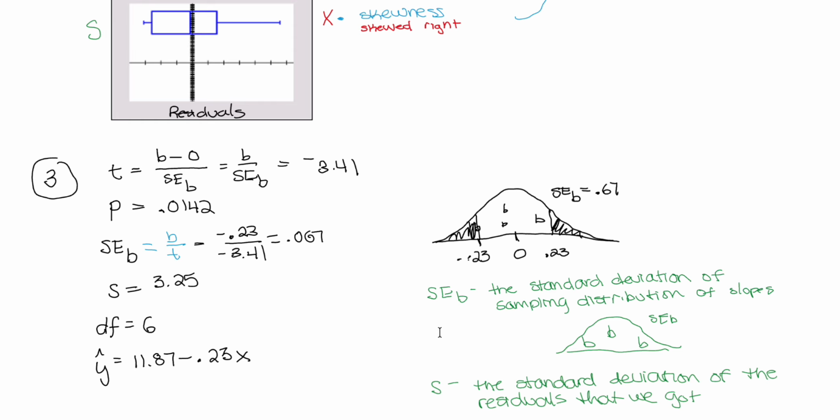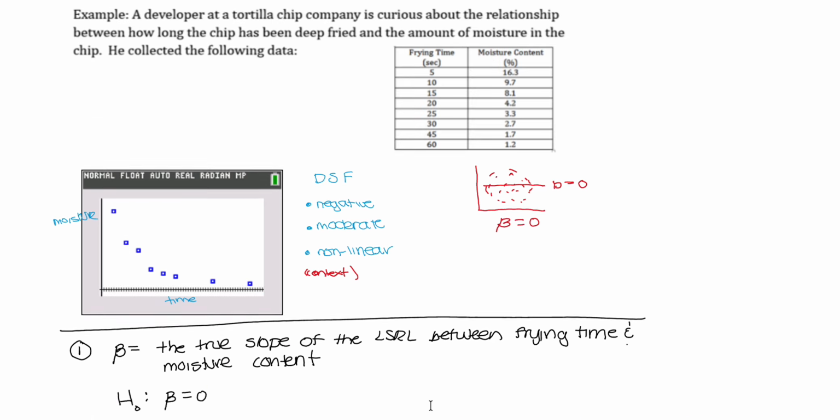First of all, SE sub B, just as we said, you collect a bunch of samples, measure their slopes, and put them in a sampling distribution, and you will get the standard deviation of that sampling distribution created by summing up all of the slopes you collected from different samples. While S, on the other hand, is the standard deviation of the residuals from our data right here.